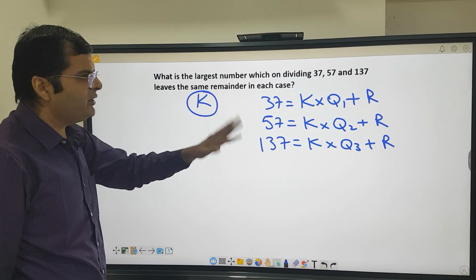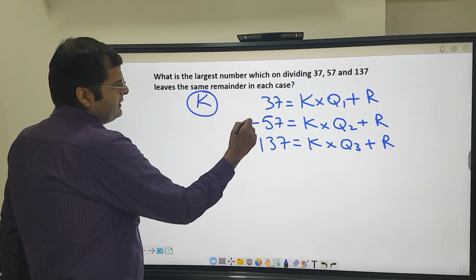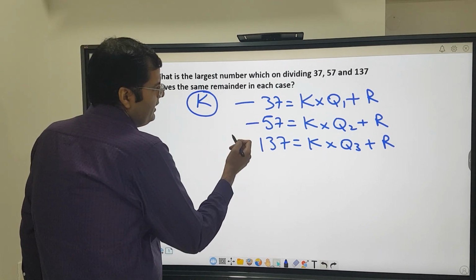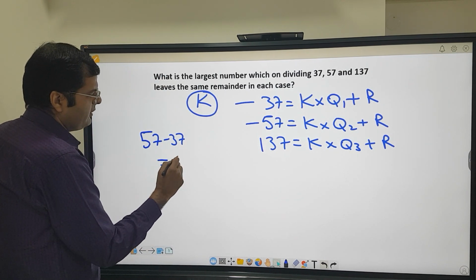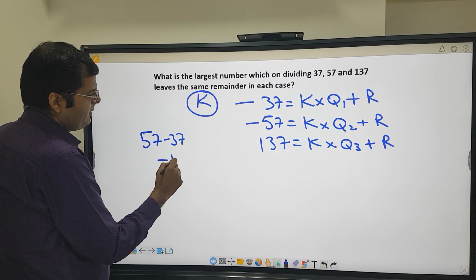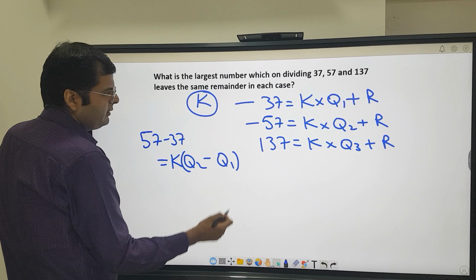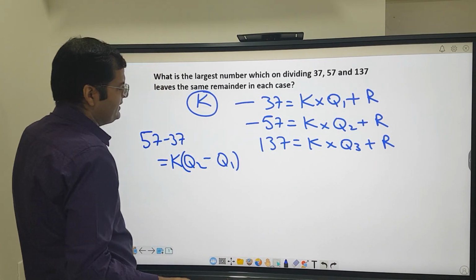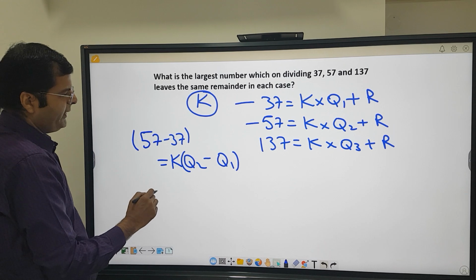Now if I have to remove remainders, what do I do? I subtract this from this first of all. So I'll do 57 minus 37. What will that be equal to? That will be equal to k into quotient 2 minus quotient 1. The r will get cancelled. So 57 minus 37 is k into quotient 2 minus quotient 1.